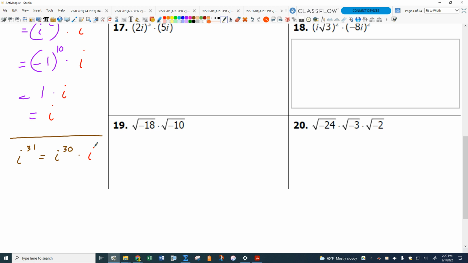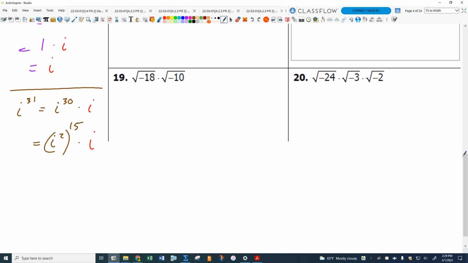Okay? i to the 30, there's only two possibilities. If I have i to an even number, it's either going to be 1 or -1, isn't it? Right? Well, in this case, we're getting i squared, which is -1, to what power from the i to the 30? 15 times my leftover i. Okay? What's i squared? You guys have already told me 1,000 times. That's -1.